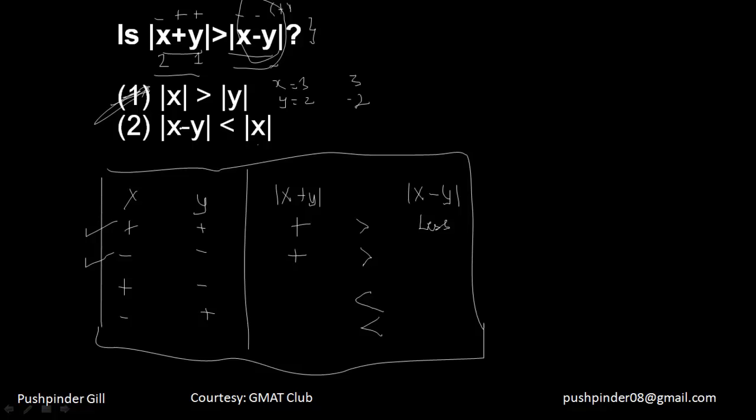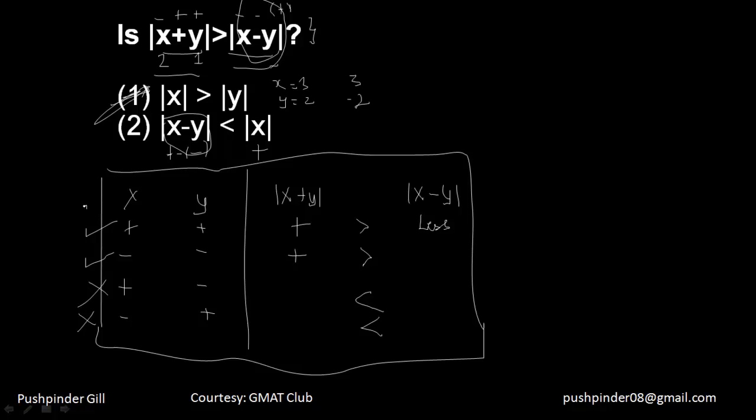But if one of them is positive and the other is negative, let's take this scenario: x is positive and y is negative. So if x is positive and y is negative, it becomes a negative of a negative number, and this becomes bigger than modulus of x. That means the condition that modulus of x minus y is less than modulus of x will not hold true. Similarly, if you try x being negative and y being positive, this will also not hold true.